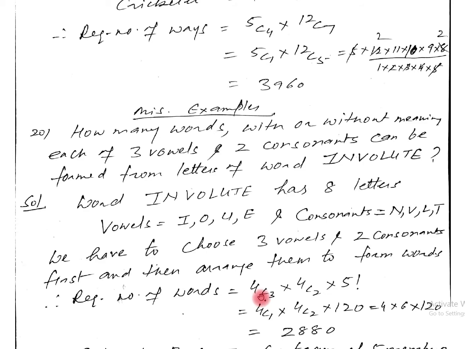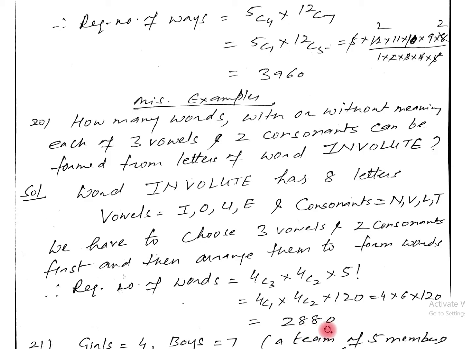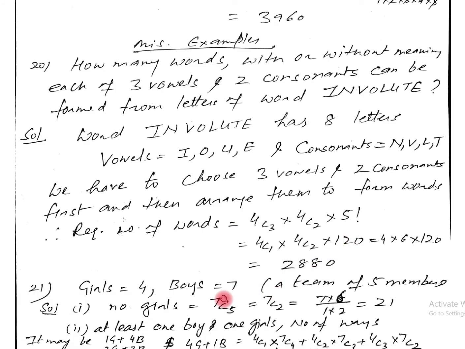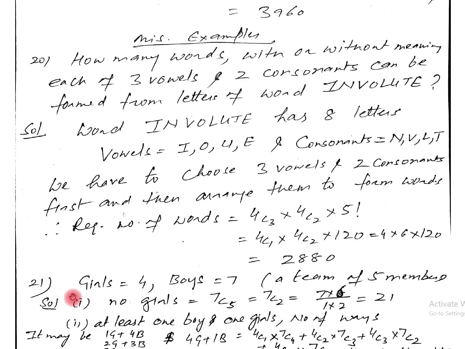This we have done by combination. First we have to make the combination of vowels and consonants. So it can be done in 4C3 into 4C2 ways. Now we have to arrange these 5 letters to make the word, and it can be done in 5 factorial ways. So by doing the calculation, 4C3 equals 4C1, into 4C2, into 5 factorial, means 4 into 6 into 120. Doing the calculation, we are getting the answer 2880. This is one of the good questions because it includes combination as well as permutation.